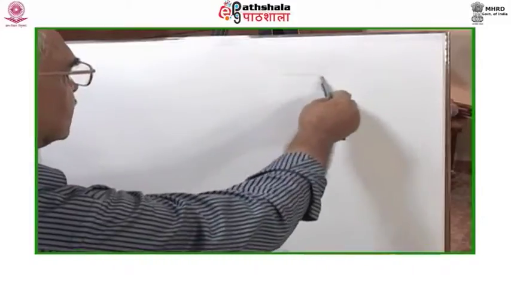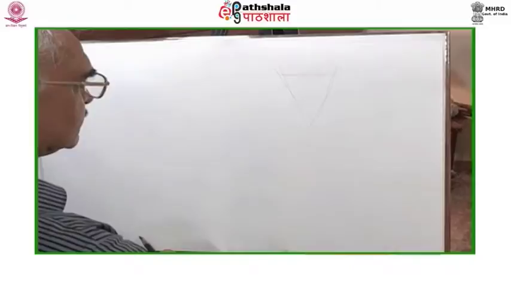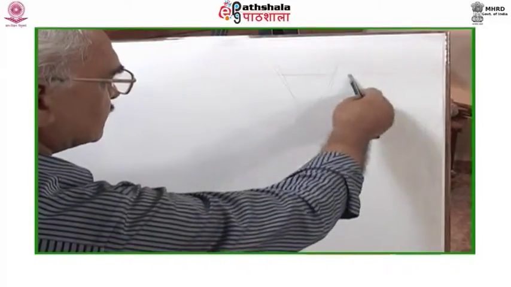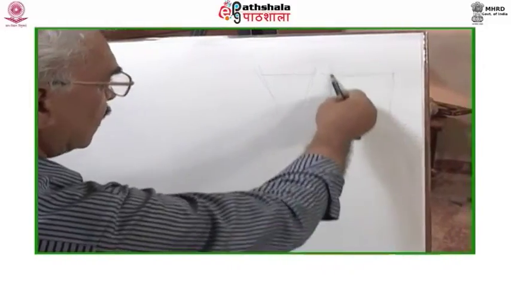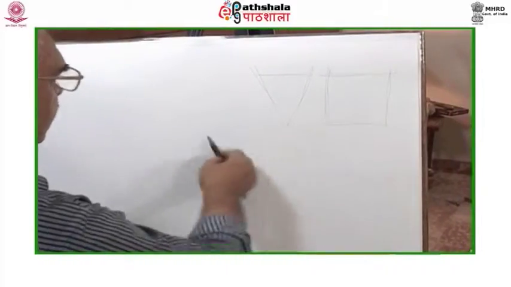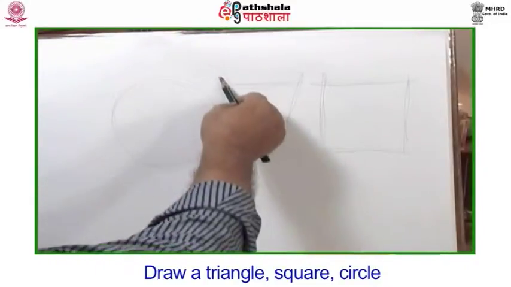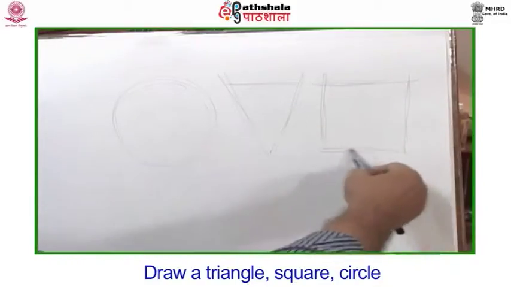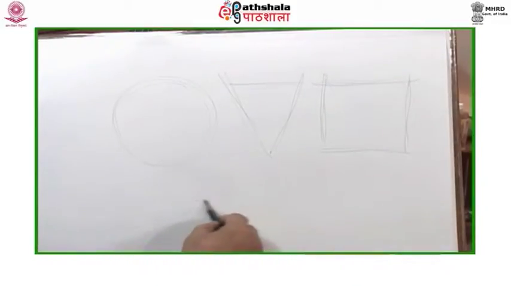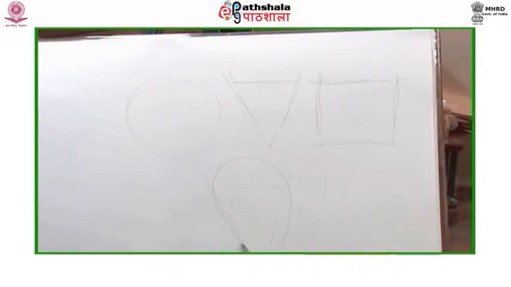I will draw a triangle, a square, and a circle. If you observe carefully, you will notice that the basic oval form of the head can be found in all these three shapes. Let me draw each of them individually and explain this further.